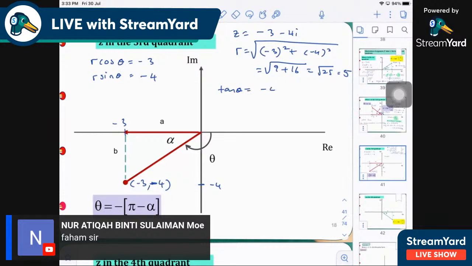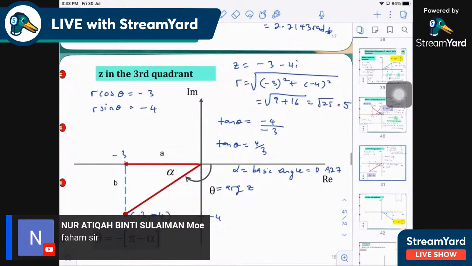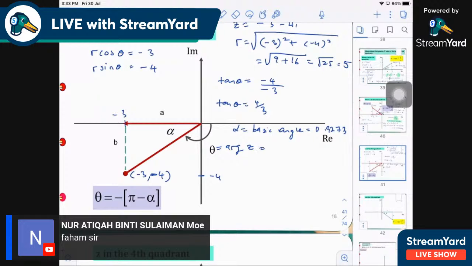Clear? So to find the alpha, the basic angle, what do we have to do? We press shift tangent. Shift tangent 4 over 3 is going to give me 0.9273. So the argument of z, or theta, is going to be pi minus 0.9273. But remember, because it's below the x-axis, we put a negative here. So this will give me negative 2.2143 radians. I hope until here you are all clear. So the argument of z is negative this time.